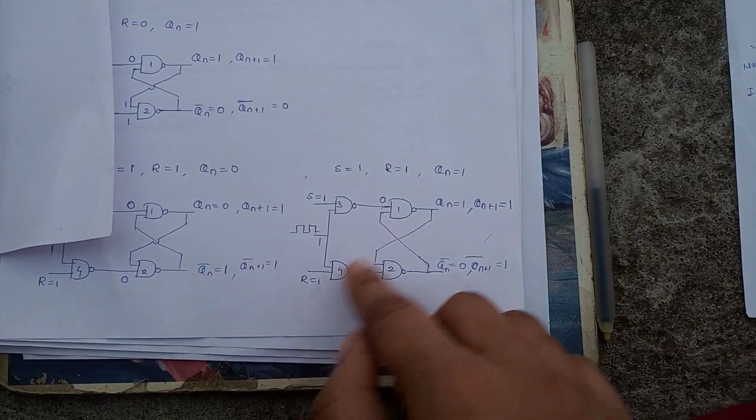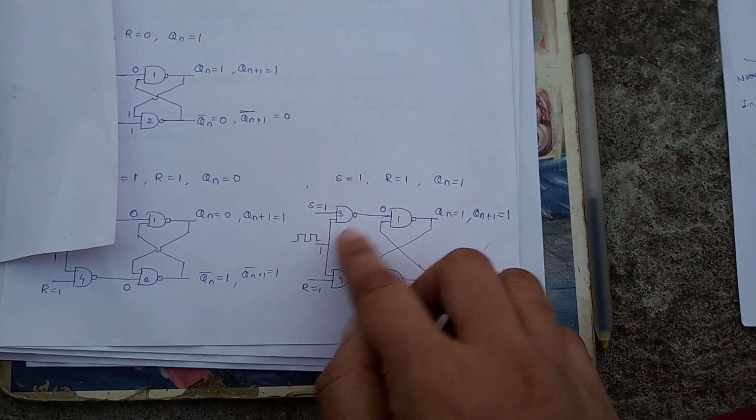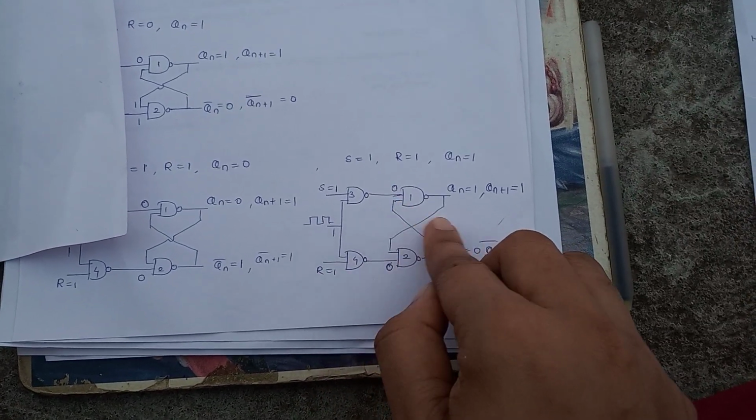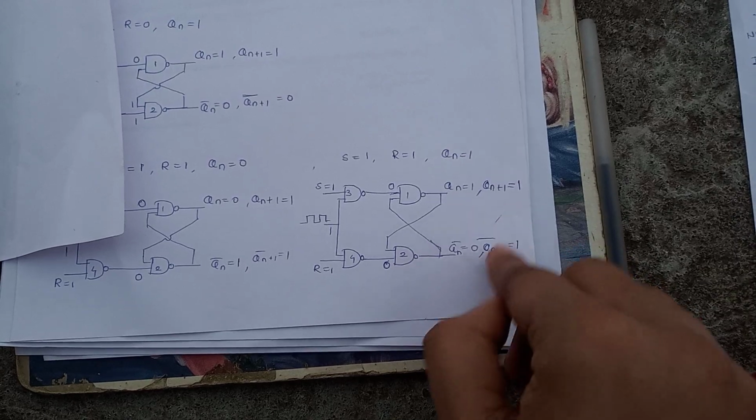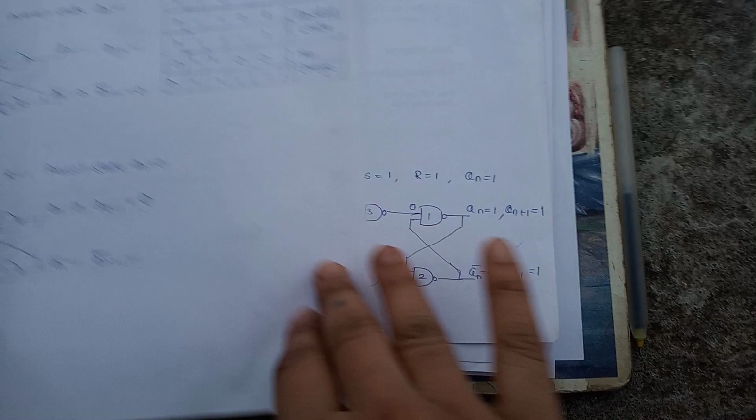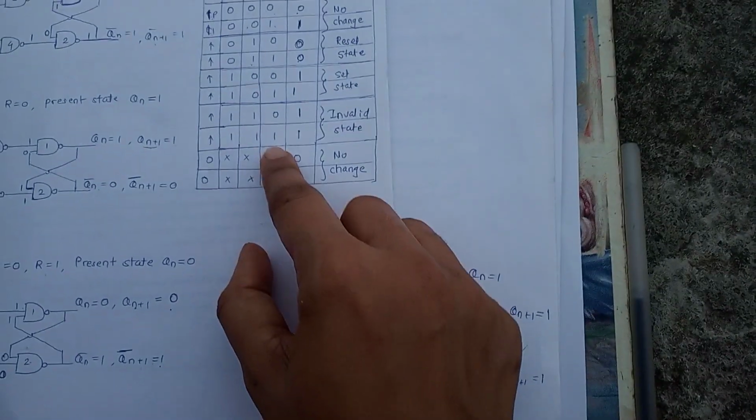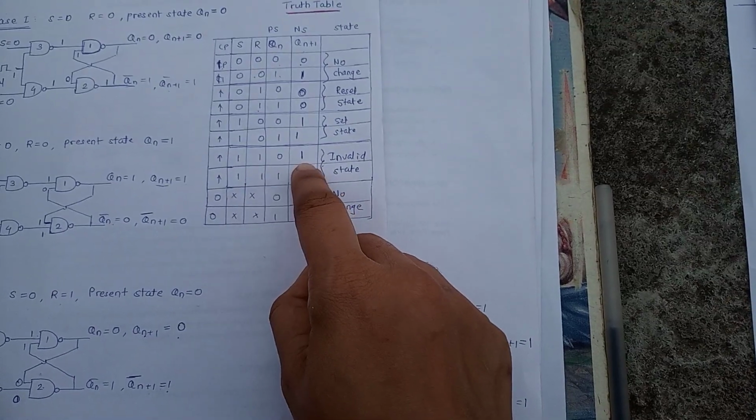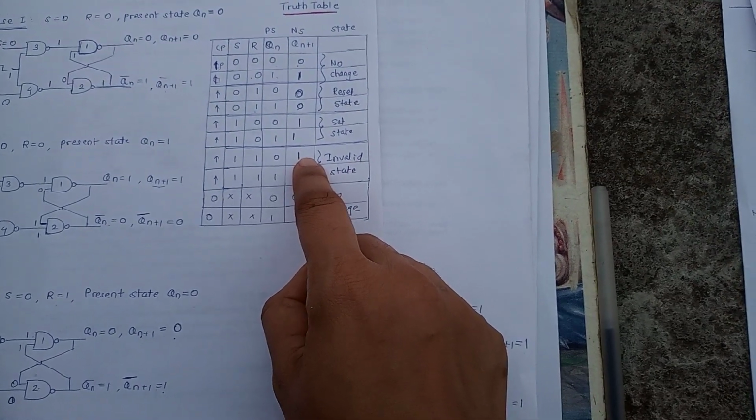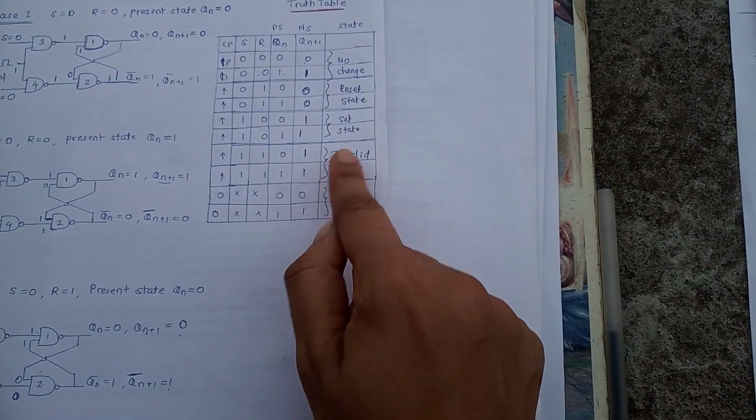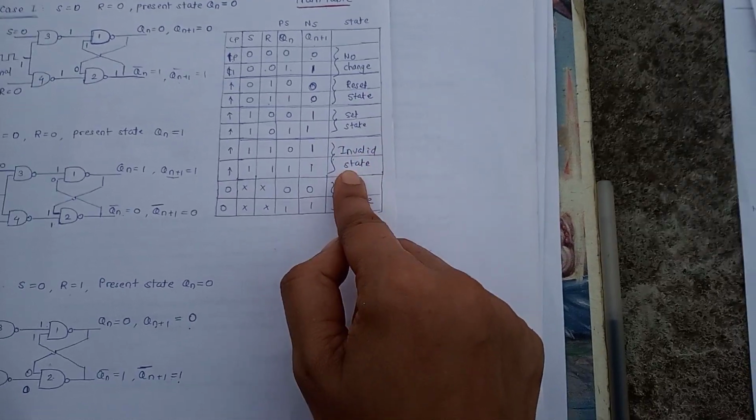Now last case, when S equal to 1, R equal to 1 and Qn equal to 1. Now 1 1 produces output 0, 1 1 produces output 0. Now, because of 0, output is 1, which is nothing but Qn+1 equal to 1, Qn+1 bar equal to 1. Update the truth table according to that. So 1 1 1 produces output 1. Now in these two rows, Qn+1 and Qn+1 bar both are trying to become 1, which is not valid. So this case can be called an invalid case or invalid state.